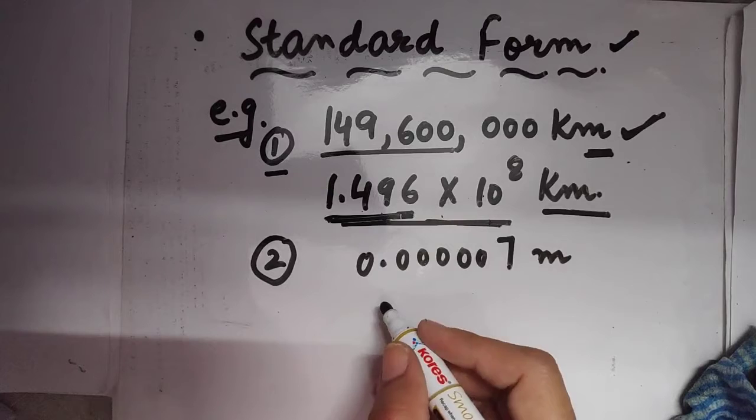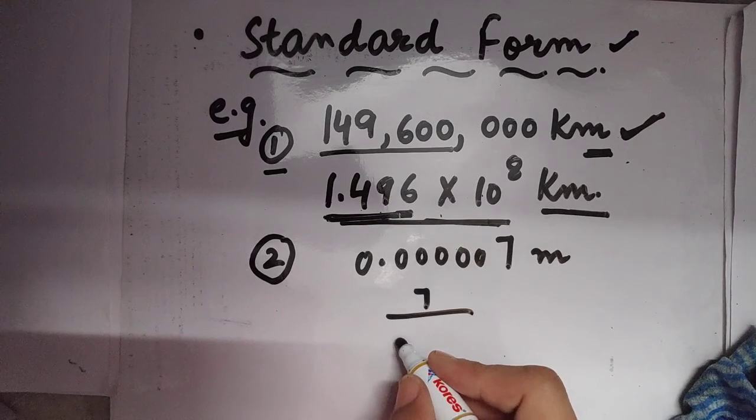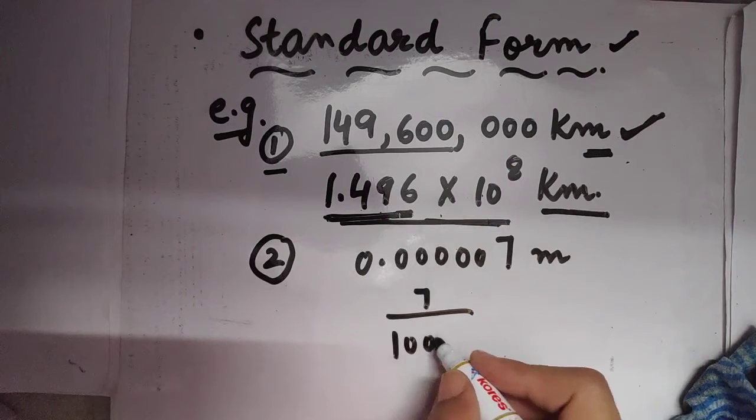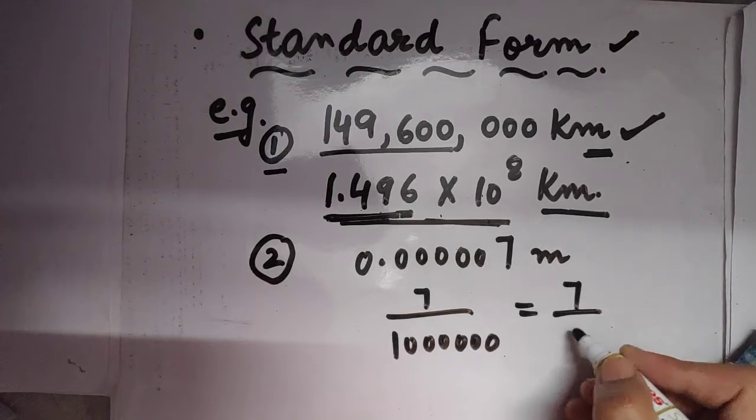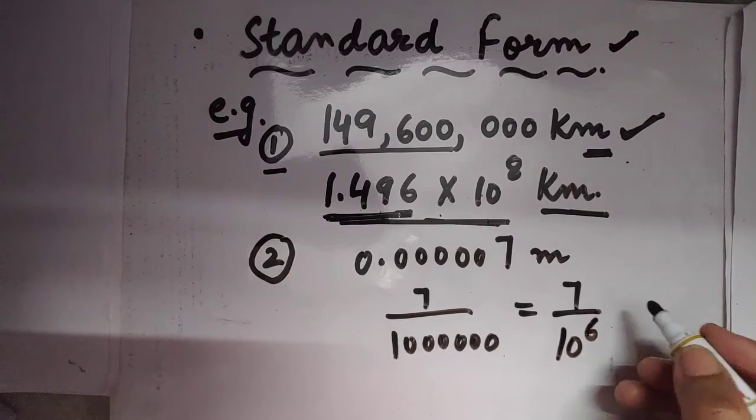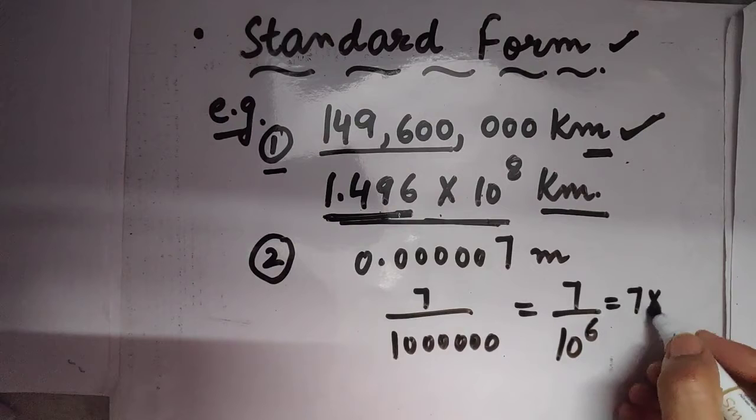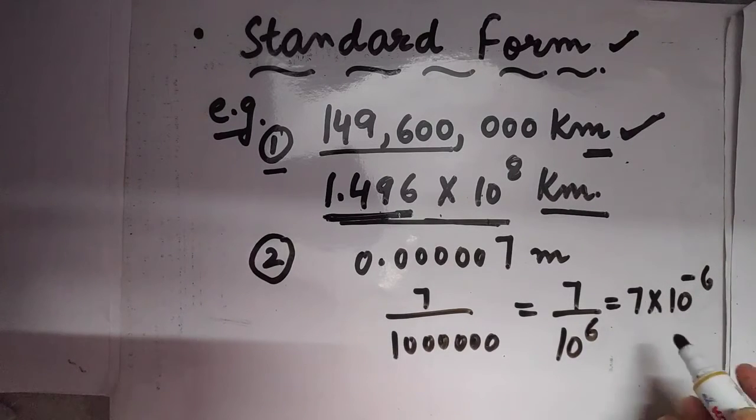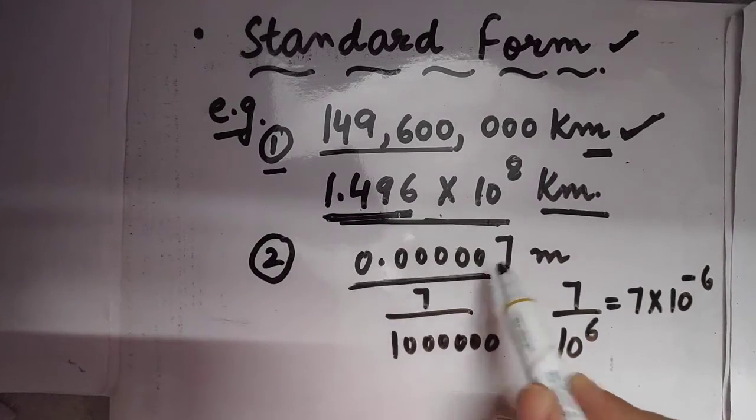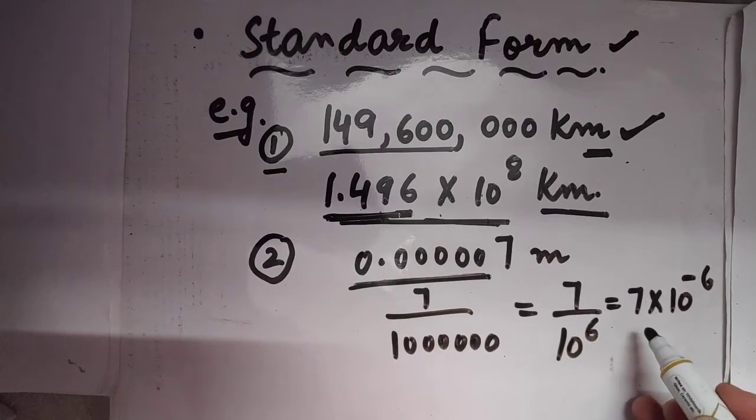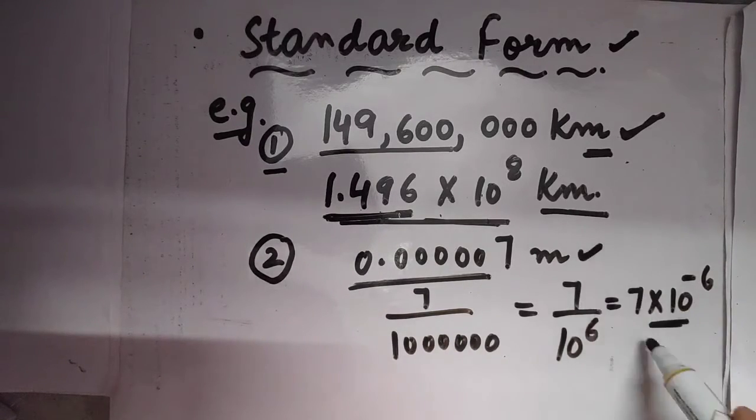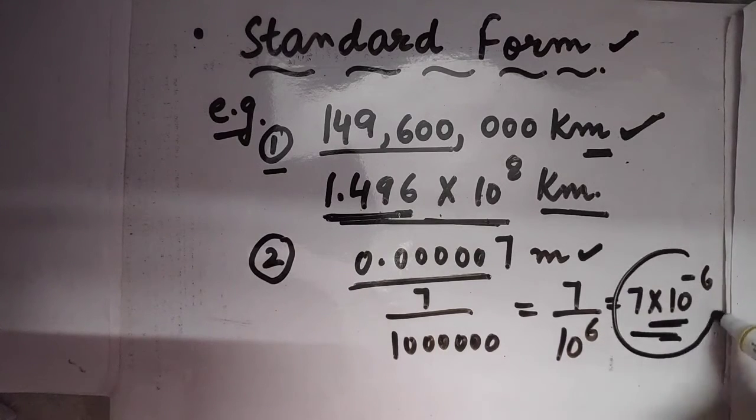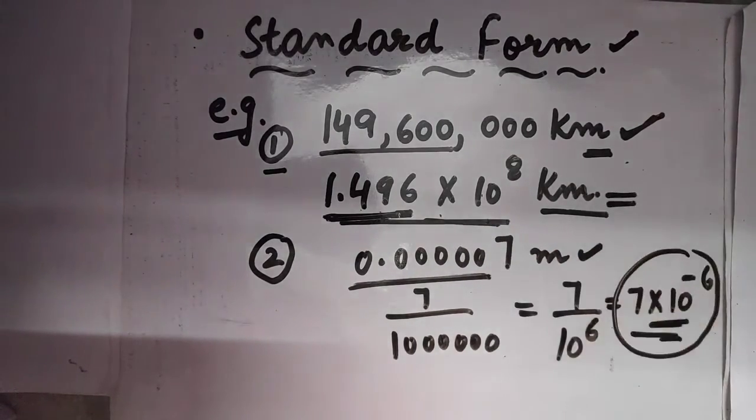Can I write this number as 7 over 1, 2, 3, 4, 5 and 6, so it will be equal to 7 over 10 raised to the power 6. What is it equal to? 7 into 10 raised to the power minus 6. So, I have expressed this given number as a number which is being multiplied by a power of 10. This is what I have done, I have changed this given number into standard form. Expressing the numbers in this format is known as standard form.